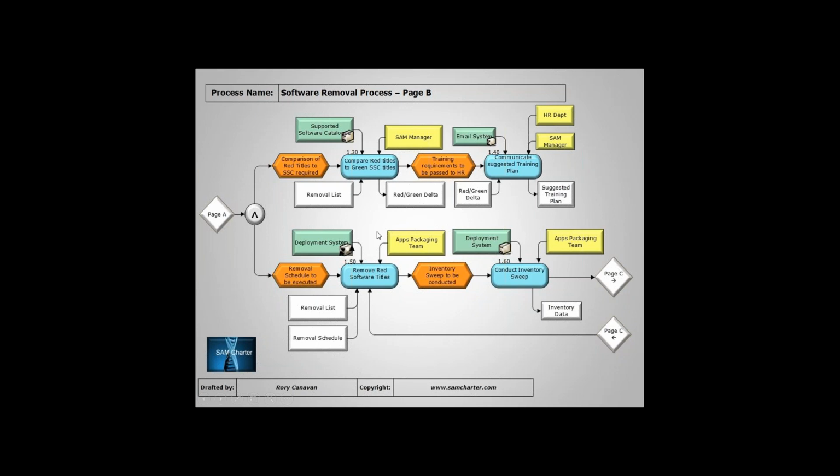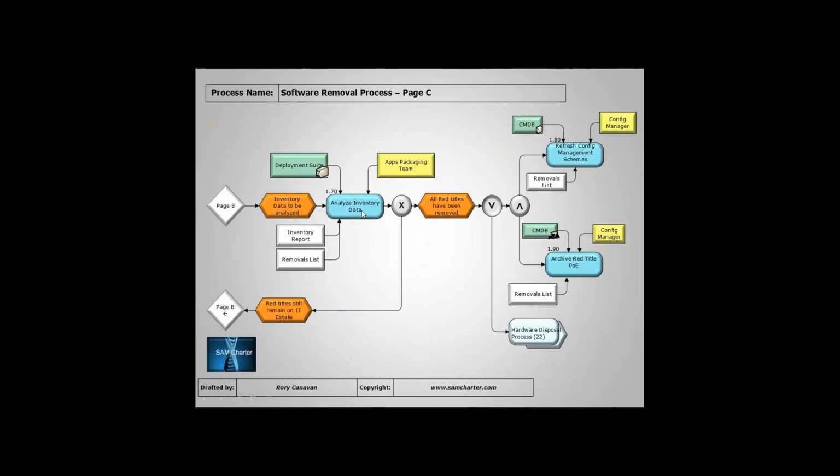The bottom stream of activity is the line of steps that are perhaps more well associated with actual removal of software. So strangely enough, at 1.50, we have remove red software titles as the activity. And one thing we want to make sure, if we're doing this and we want to do it right, is that we remove all the software. So we have a subsequent quality assurance loop here to make sure that we have actually done that. So at 1.60, we will conduct an inventory sweep. And at 1.70, we will analyze the inventory data.